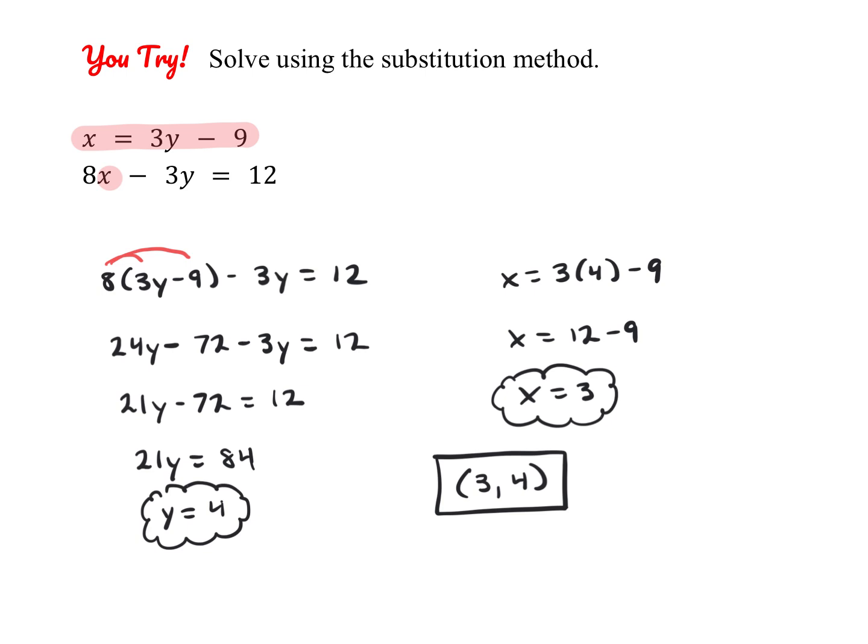All right, go ahead and check your work here. So this one I noticed that the top equation already isolated x. So x equals 3y minus 9. So I can substitute this x with 3y minus 9, and then I have a single variable linear equation. I can solve for y. I substitute into the first equation to solve for x. So my answer is 3, 4.